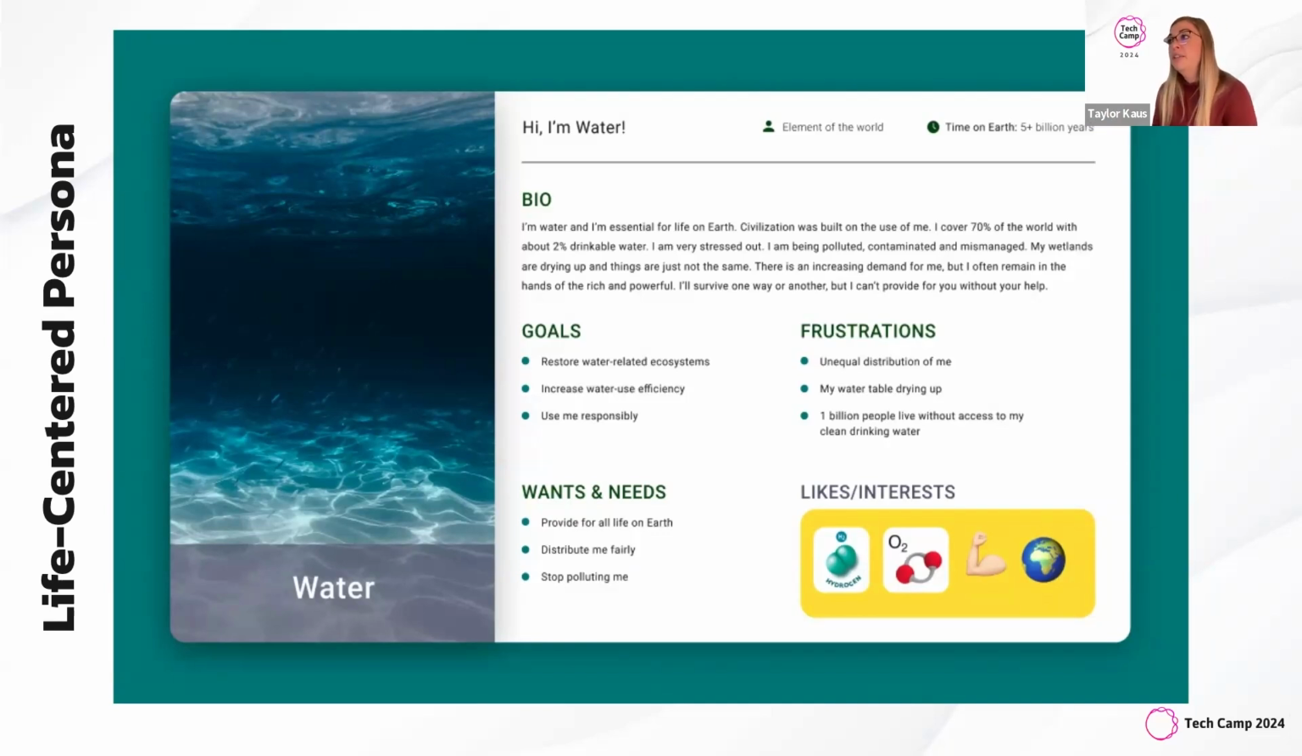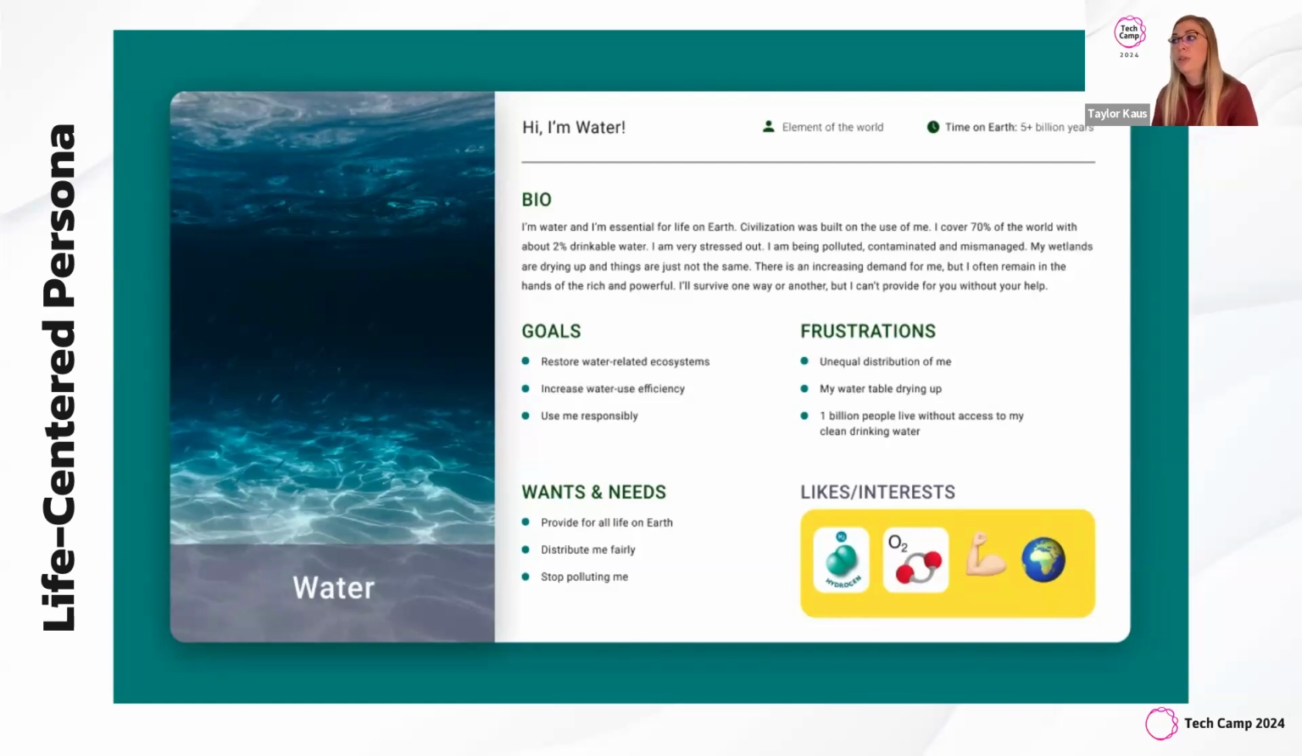I'm water and I'm essential for life on Earth. Civilization was built on the use of me. I cover 70% of the world with about 2% drinkable water. I am very stressed out. I am being polluted, contaminated, and mismanaged. My wetlands are drying up, and things are just not the same. There is an increasing demand for me, but I often remain in the hands of the rich and powerful. I'll survive one way or another, but I can't provide for you without your help.